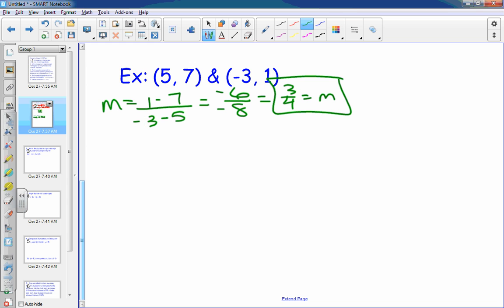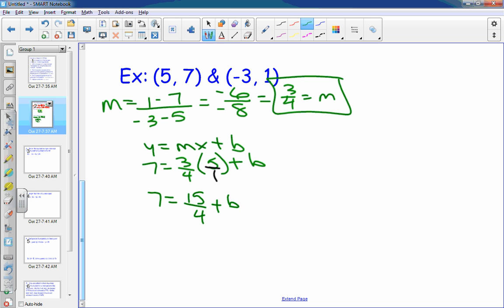The first point? So for using the first point, I'm going to have y equals mx plus b. Y is 7, m is 3/4, x is going to be 5. Everybody paying attention and working along with me? So now put that 5 over 1, and I have 7 is equal to 15 over 4 plus b. Now, I put the 5 over 1, I married the tops, I married the bottoms.